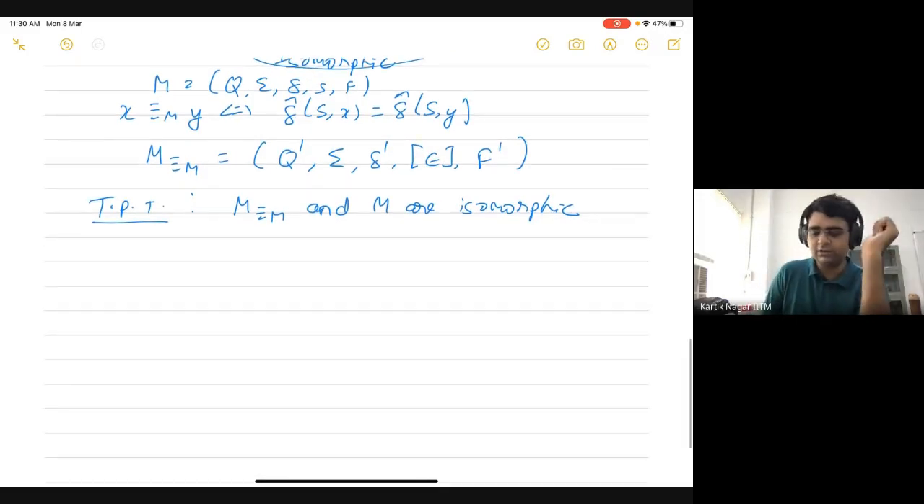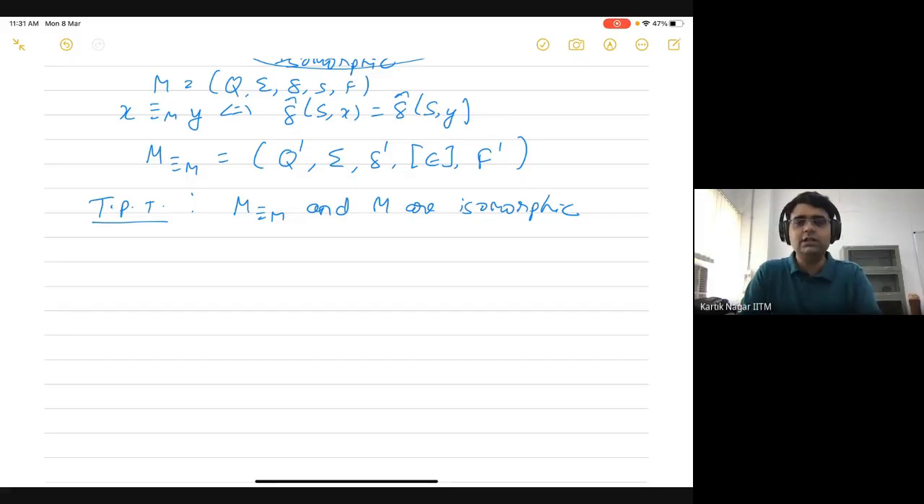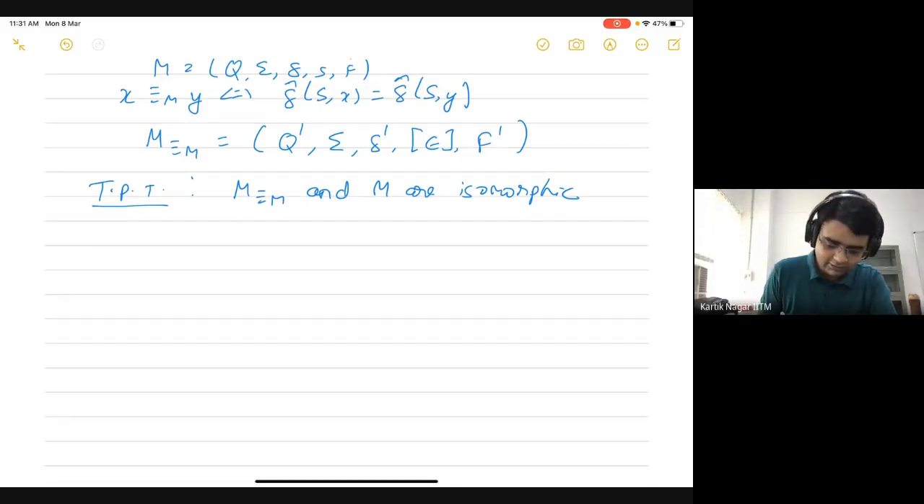In order to show that two DFAs are isomorphic, I need to define a function F from the state space of one DFA to the state space of the other DFA, such that this F satisfies the properties, right? So it should be one-to-one and onto. It should relate the start states, the transitions, and the final states. Okay. So let's define this function F.